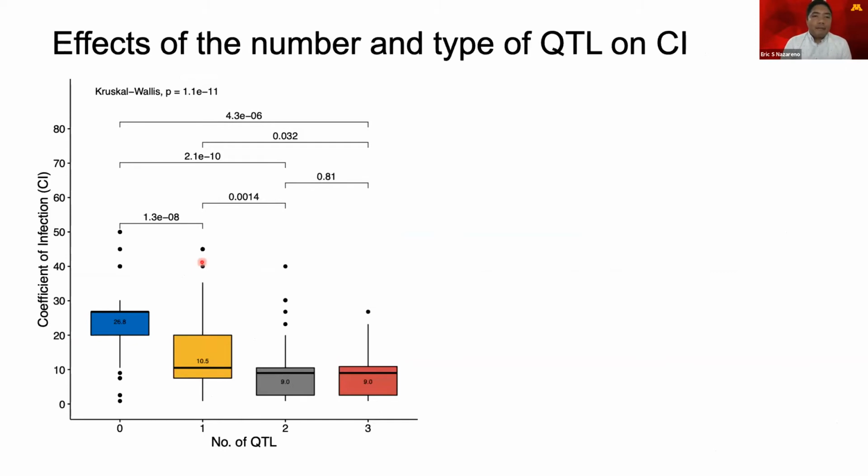So I analyzed the effect of the number and type of QTL on the coefficient of infection, and found that as you increase the number of QTL, the coefficient of infection decreases. But we cannot differentiate the difference between 2 and 3 QTL, probably because of the sample size and also the replication. We only tested last year in the Bacter nursery.